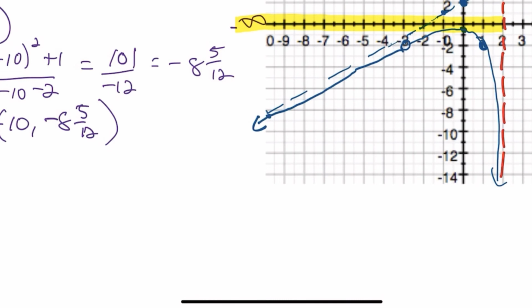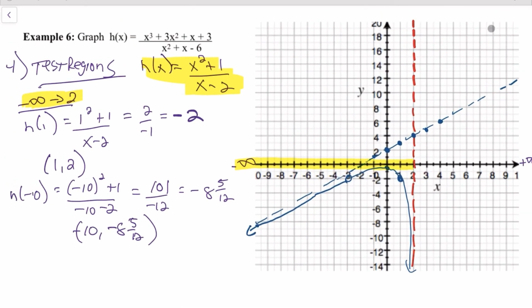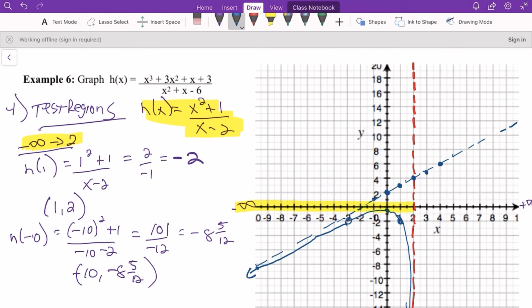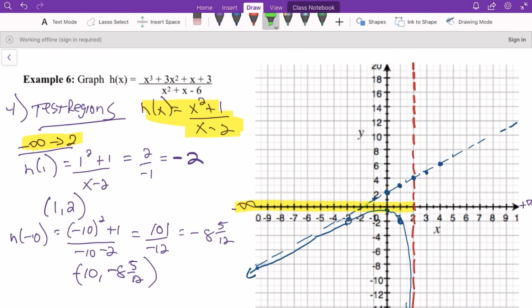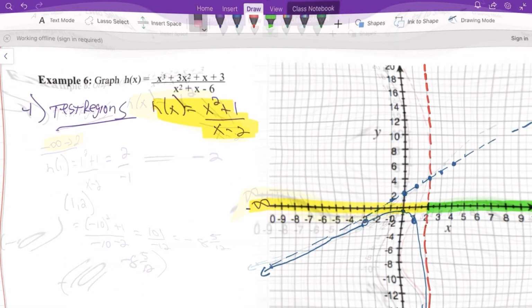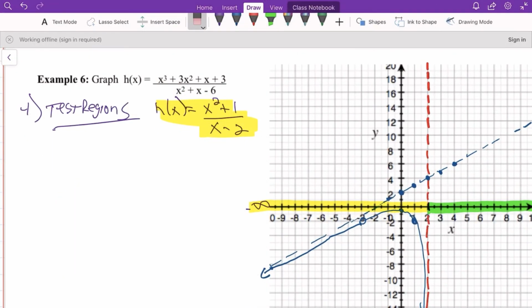So now all I need to do is figure out the behavior in here, and we'll be done with this graph. So the next test region is going to go from, if I change the color to green, we're going to pick it up where the first test region ended. We're going to start at 2, and we're going to wind up going out to +infinity, as you can see there. And we'll be able to sketch the rest of this curve. All right, so the next test region we have is going to go from 2 to +infinity.